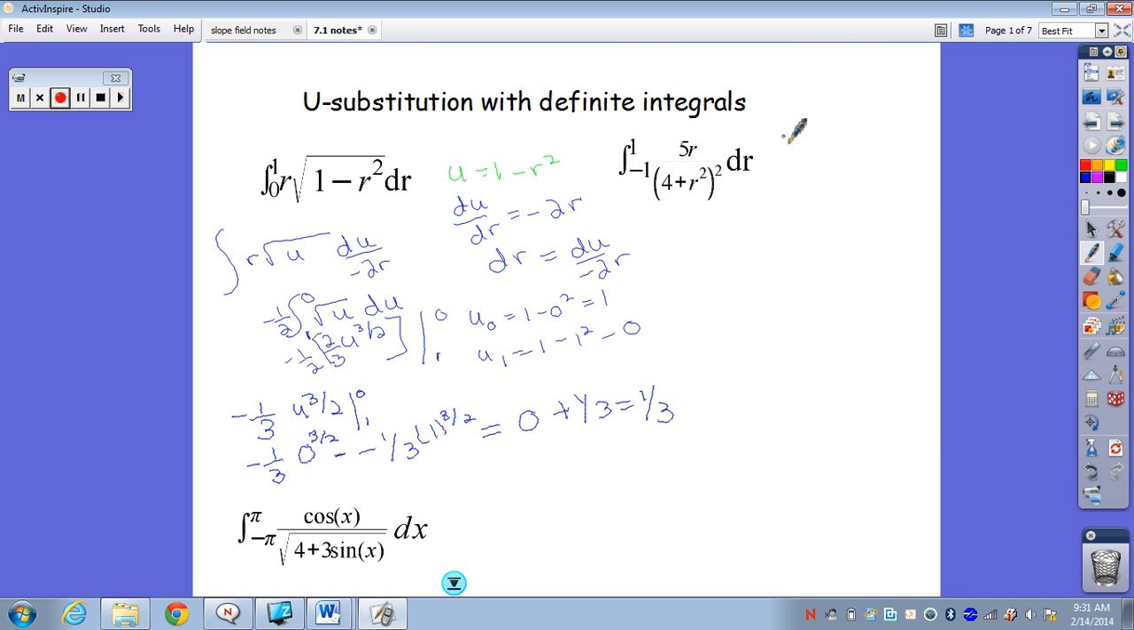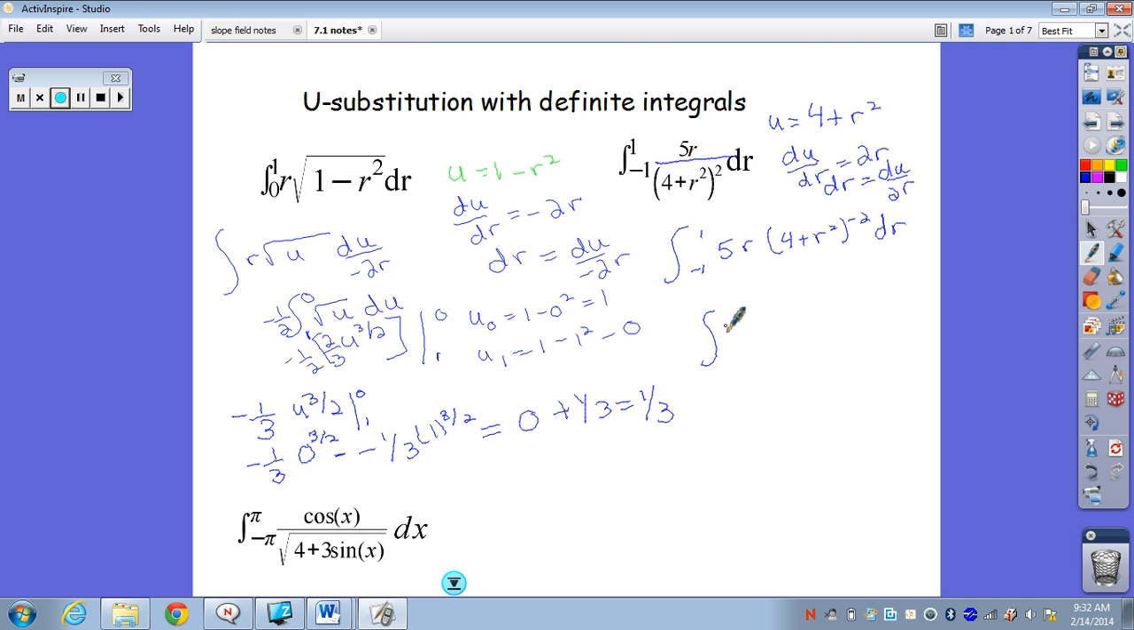So same thing here, we have 5r divided by 4 plus r squared, squared, dr. And then remember, whenever we have something in the denominator, we move it to the numerator, so I get 4 plus r squared to the negative second, dr. And so then we want to let u be my inside. So because we have a negative second exponent, the 4 plus r squared is my inside. And then if I take the derivative, I get 2r, and then if I solve for dr, I get du over 2r. Remember, we're just cross multiplying and solving for dr. And now I'm going to replace everything.